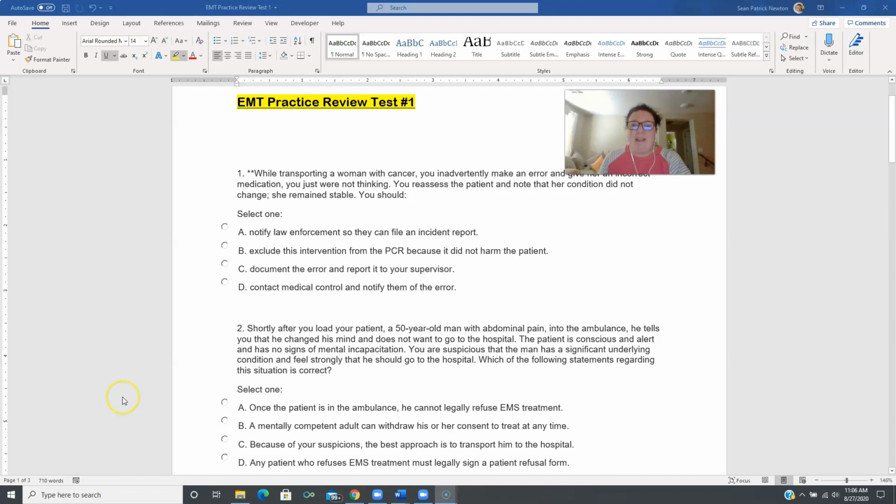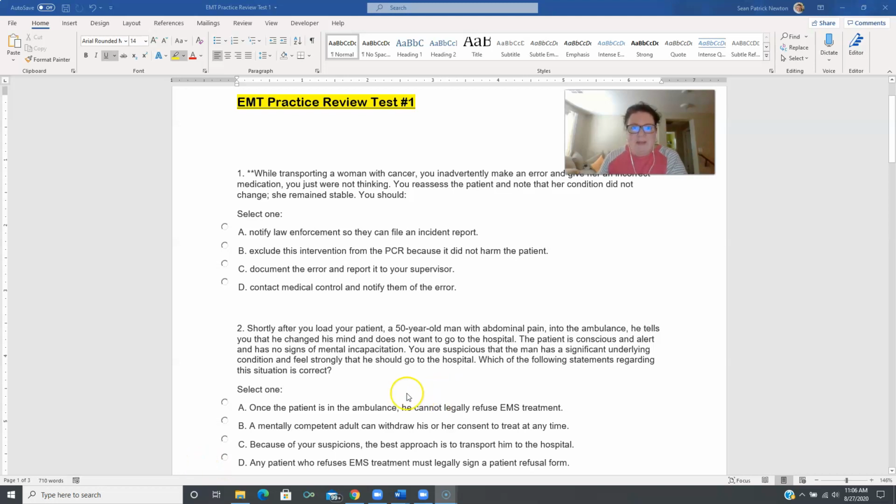I'm going to go over the EMT practice test for chapters 1 through 5. You can find this document in Canvas. If you go into Canvas under the Modules tab, under the chapters 1 through 5, you'll find this practice test.